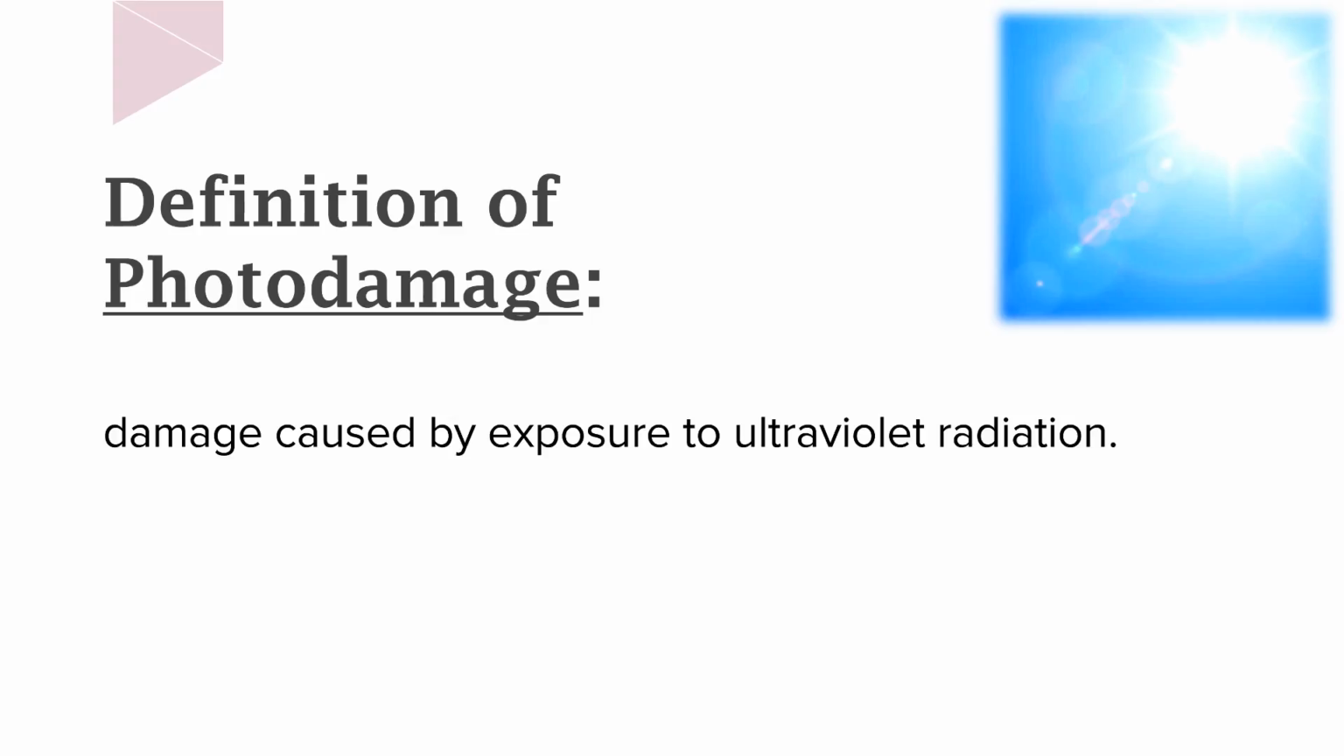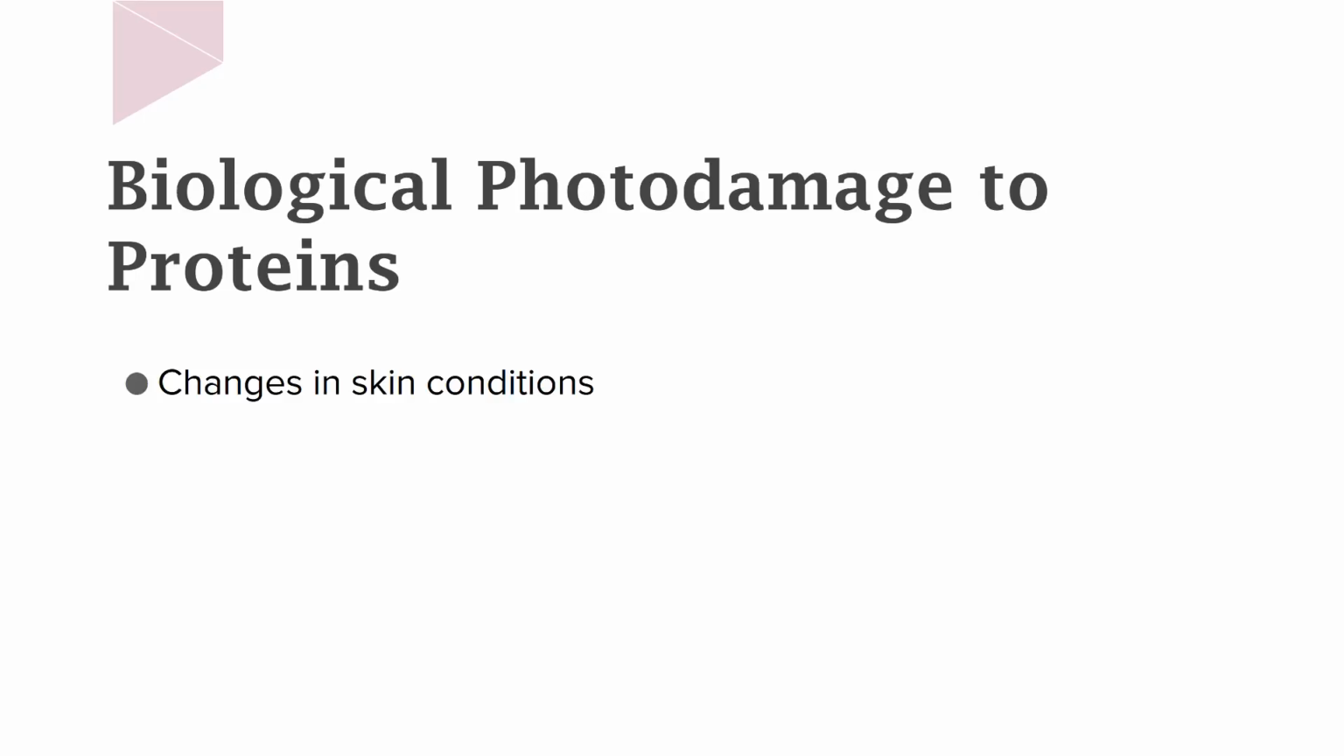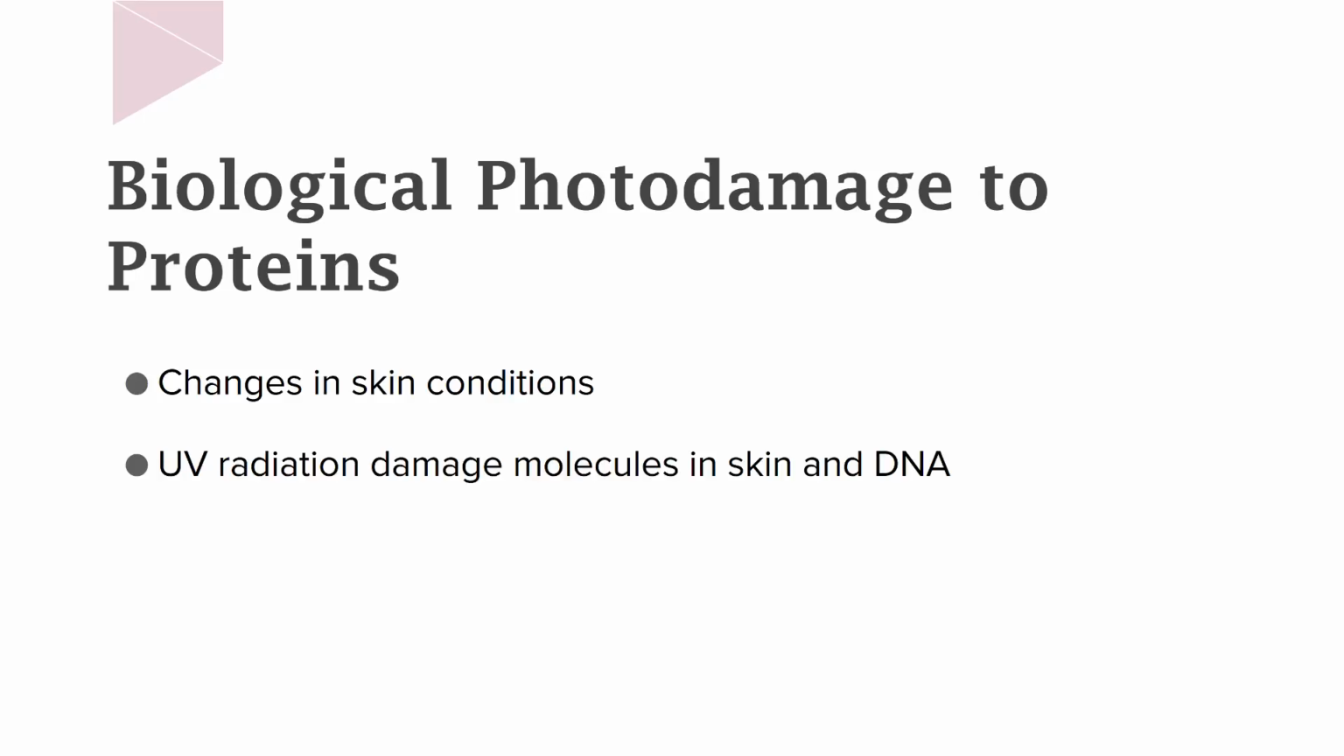Lastly, biological photodamage to proteins can be observed in changes to the skin conditions of those working in outdoor conditions. Photodamage refers to the damage caused by exposure to ultraviolet radiation. The light from the sun, more specifically the ultraviolet radiation, can damage molecules in the skin and DNA. This results in the synthesis of different proteins and enzymes such as prostaglandins and cytokines. The production of these two chemicals leads to the dilation of the cutaneous blood vessels and increase in inflammatory cells, producing the redness, swelling, and pain, or better known as sunburn.